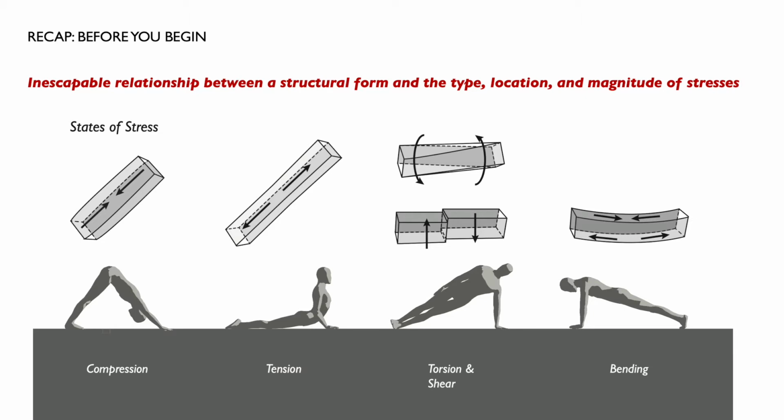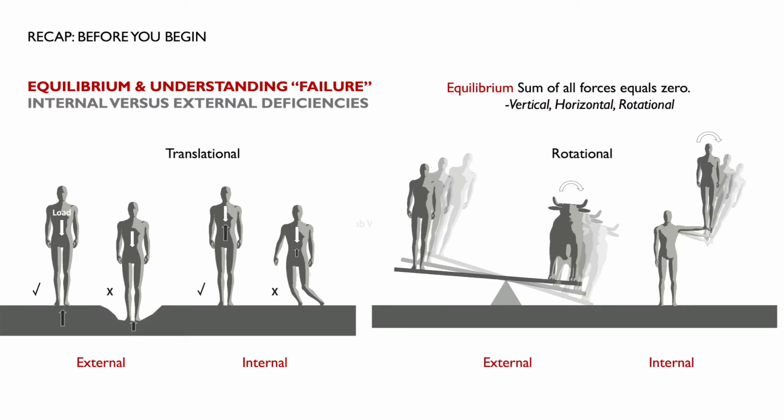The other thing to recap before you begin has to do with equilibrium, and in this case, understanding how these body structures might fail. Equilibrium, as a reminder, is the sum of all the forces, and we want those to equal zero: the vertical, horizontal, and rotational. We want to have a static body. We don't want it moving up and down, side to side, or rotating. Now, there are two different ways in which this failure may occur.